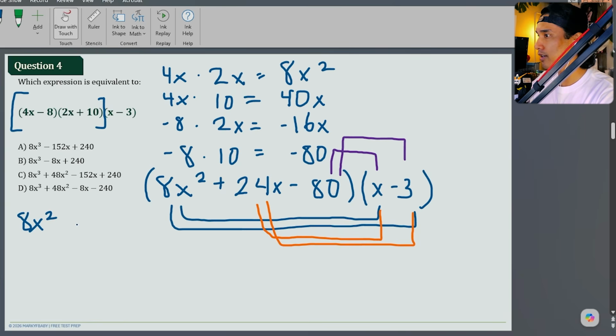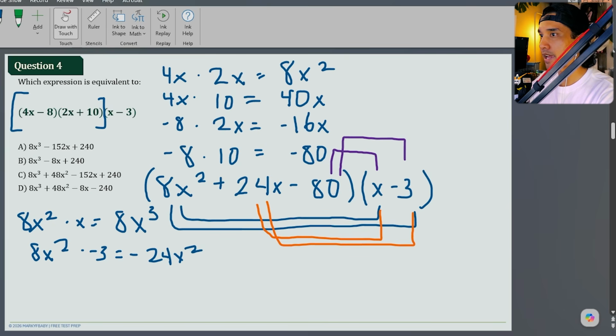8x squared times x, that equals 8x cubed. What is 8x squared times negative 3? That equals negative 24x squared. Next, I have 24x times x. Let me write that out. 24x times x, that equals positive 24x squared. I see here I could cancel these two.